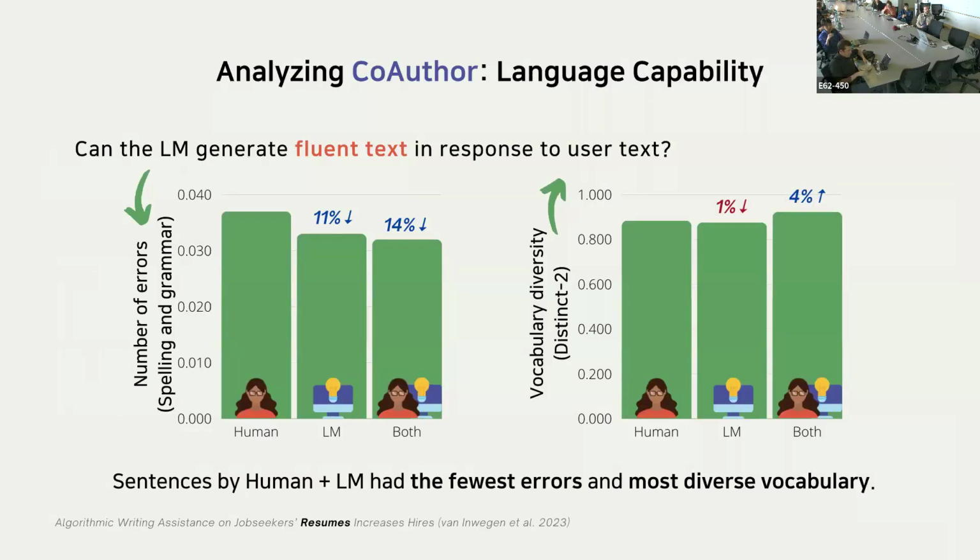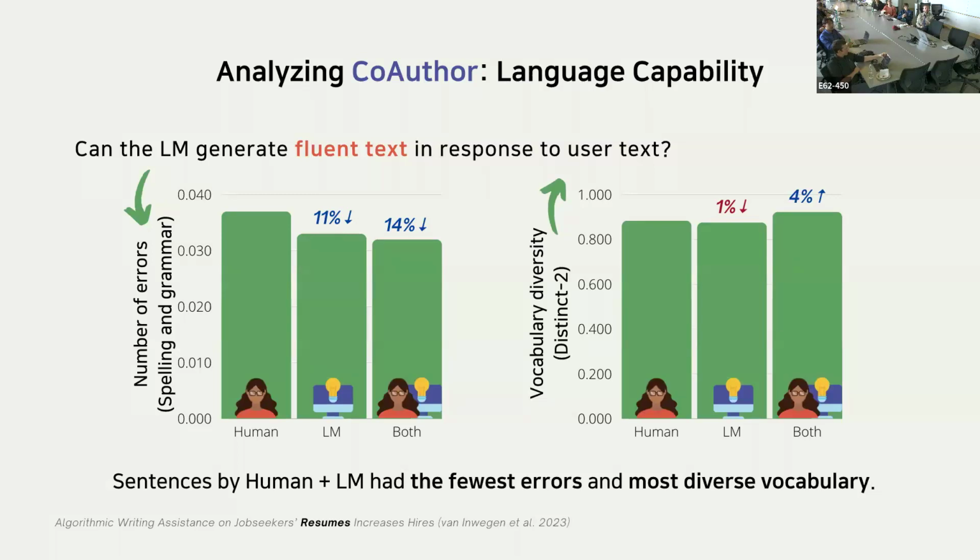Okay, so the first part was about language capability. Can language models generate fluent text in response to user text? Here on the x-axis, we're looking at all the sentences that are written by only the human, or only the language model, or both. It could be written by the user first and then completed by the model, or it could be fully written by the model, but maybe the user edited some parts of it. Those are counted as both.